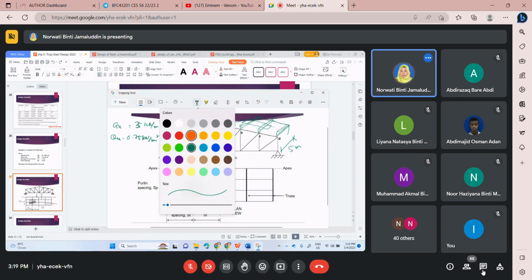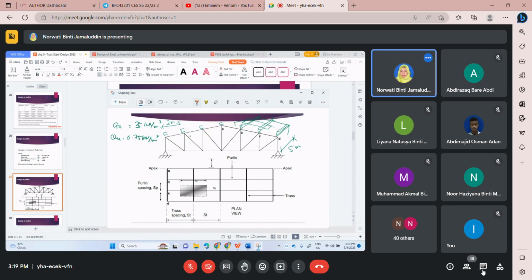So this roof covering is supported by these two purlins. Assume that half of the area will be transferred to the first support, while another half to another support. Just imagine. That's why we can have this rectangular area, which is actually half of this distance, ST divided by 2, ST divided by 2.